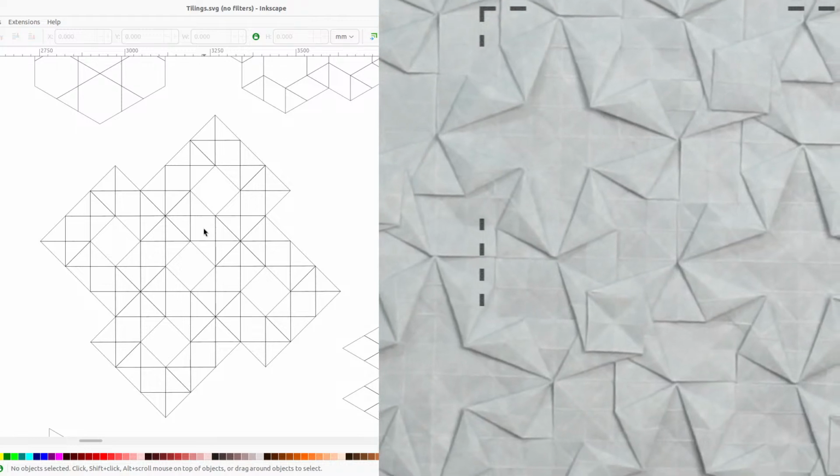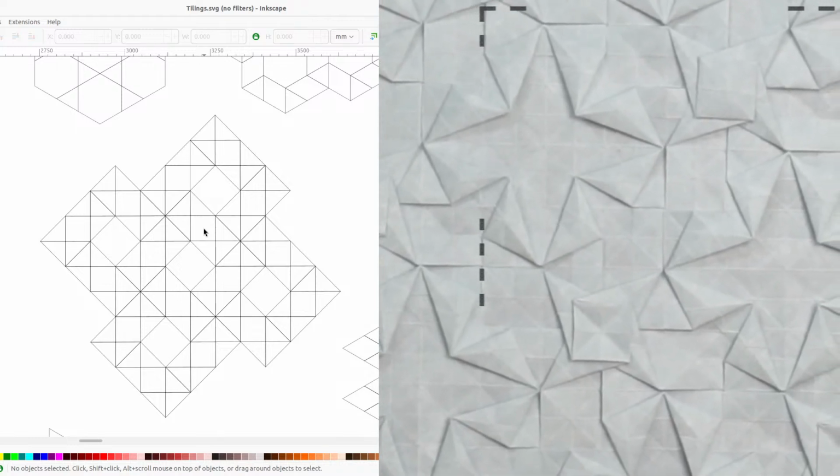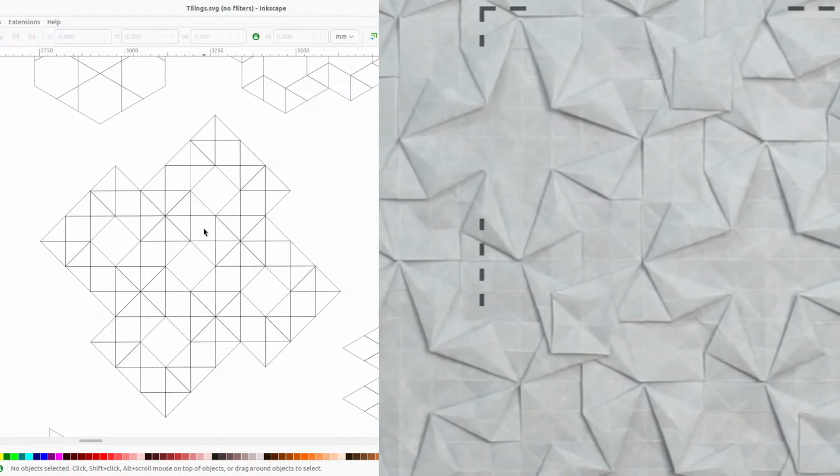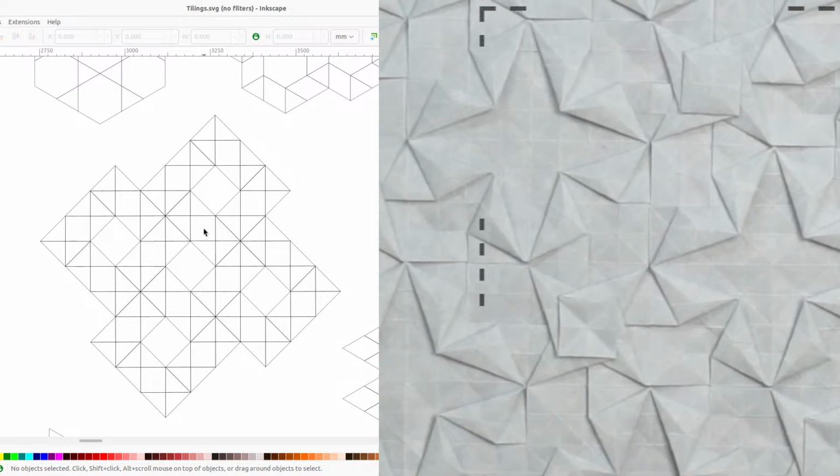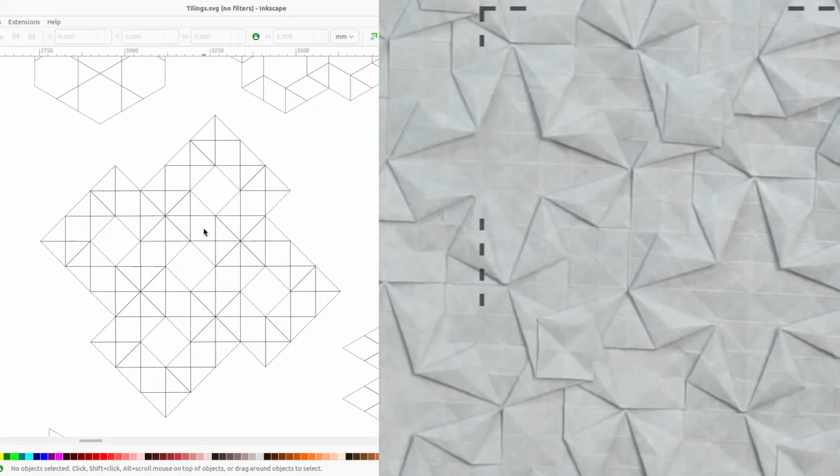So this one's a little bit more complicated to put together on your own, which is why it's one of the tilings I teach inside of Tessellations by Tiles.